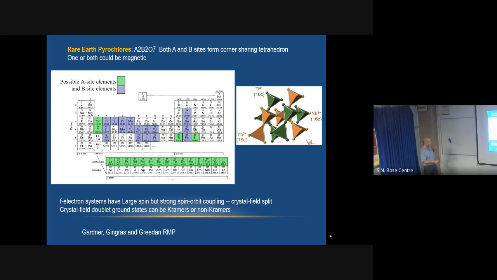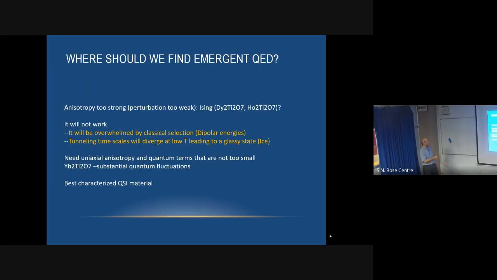Kramers means that the two states are related by time reversal symmetry. Non-Kramers means that they are not. They are related by some other crystalline symmetry. Okay, so lots of possibilities over here, but where should we look for this emergent QED?